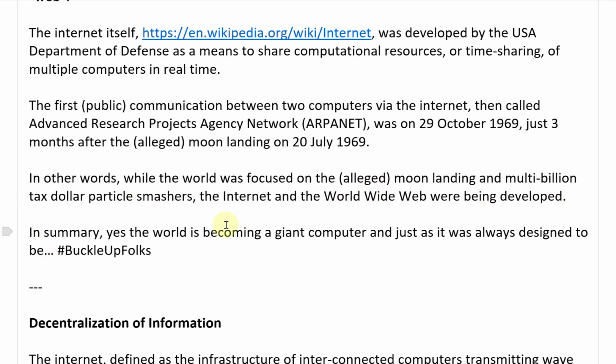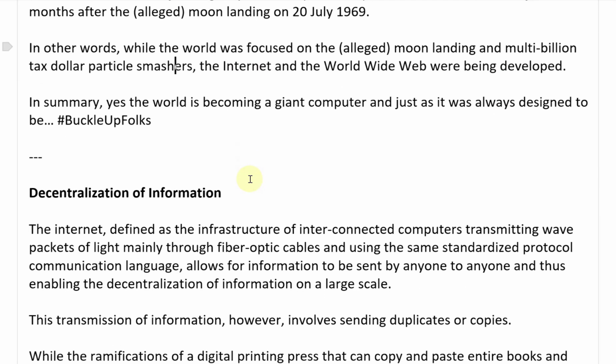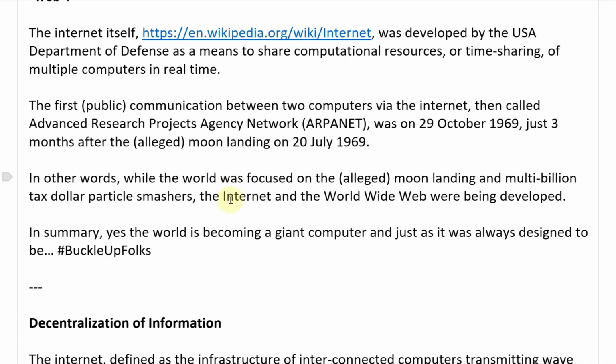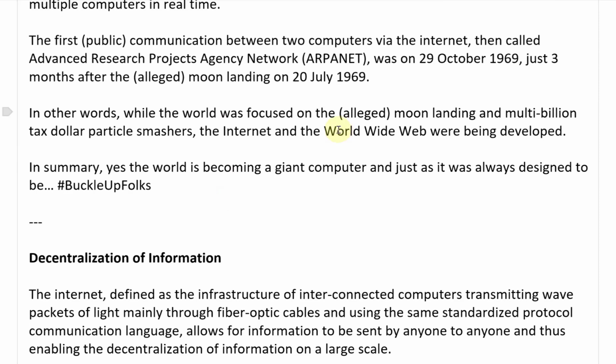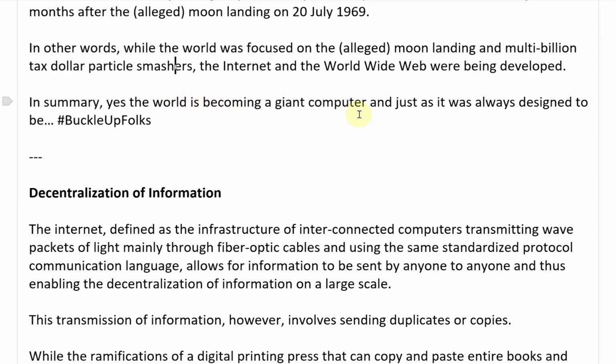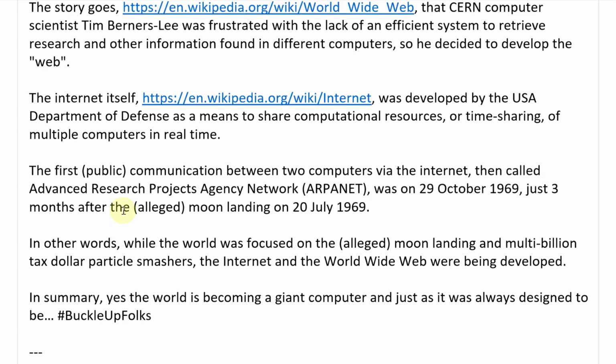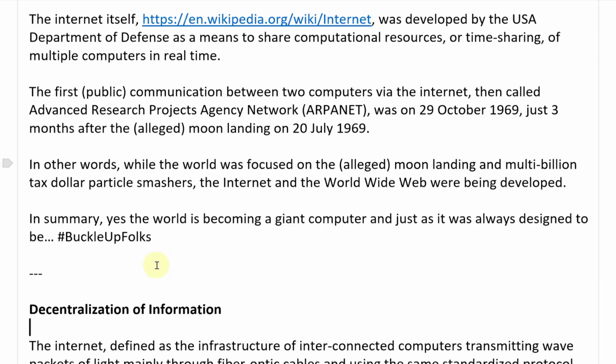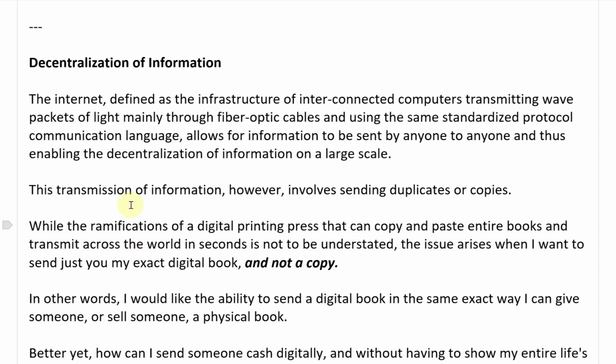So while everyone's focusing on the moon landing and the CERN Large Hadron Collider and other particle accelerators, the internet and the World Wide Web were being developed by the same governmental entities or similar entities. In the case of the internet, it was developed pretty much by the military. So in summary, the world is becoming a giant computer, just as it was always designed to be. Hashtag buckle up, folks. It was designed for a purpose, and that purpose is to create a giant supercomputer. The entire Earth is a computer.